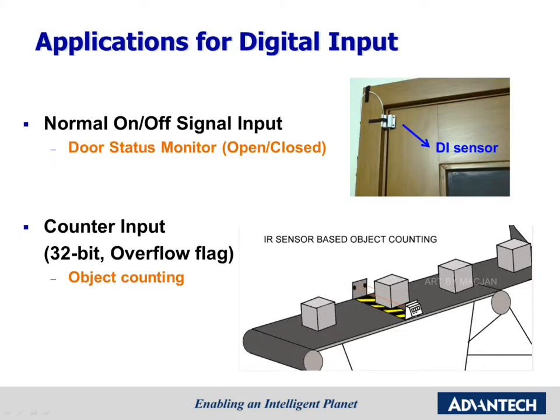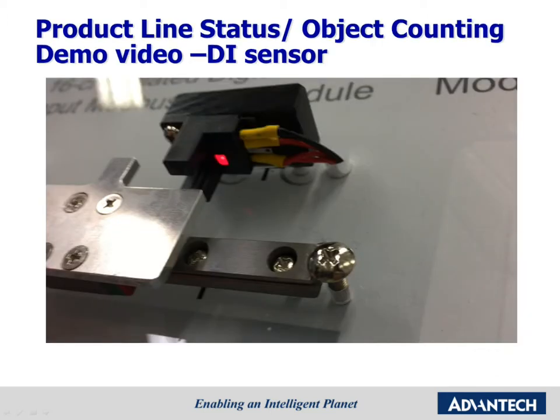Here are two examples of application for digital input. The first one is DI mode. It can be used to monitor the door status by using the DI sensor installed on the side of a door. The second one is counter input. As you can see, you can use the IR sensor to achieve object counting on the conveyor belt in the factory. Here is the zoom in for observing the DI sensor signal change when the object is passing by. Please see this demo video.